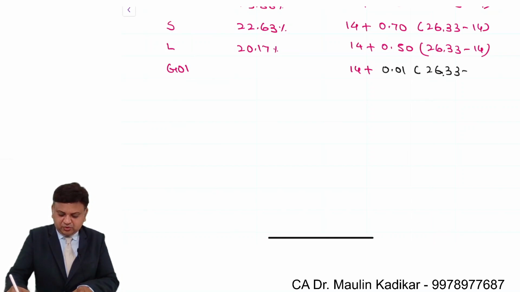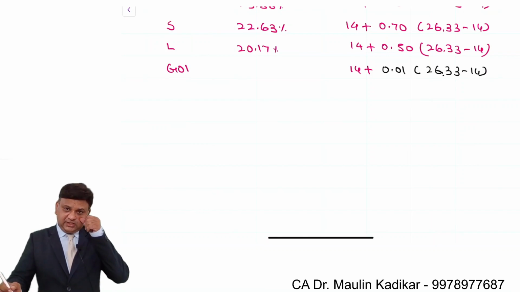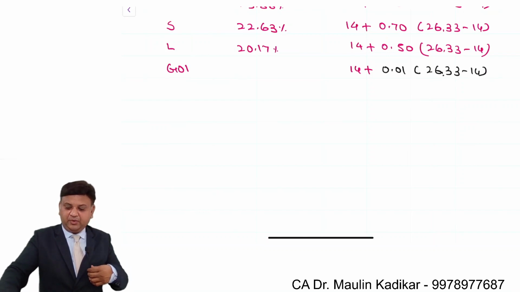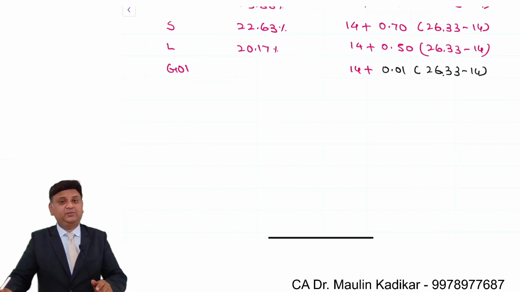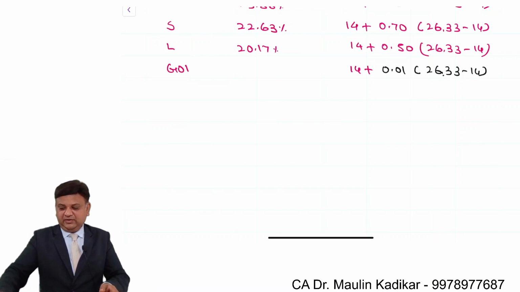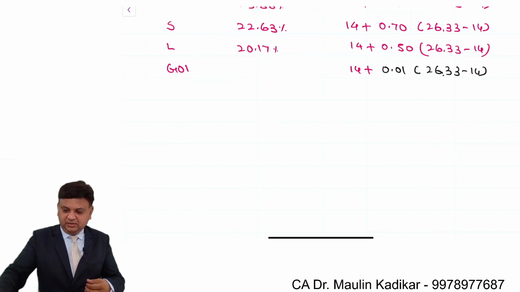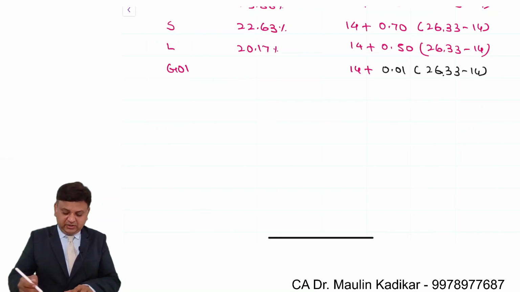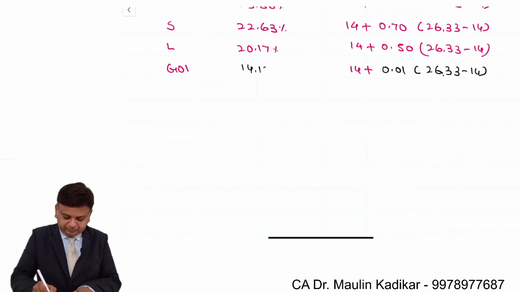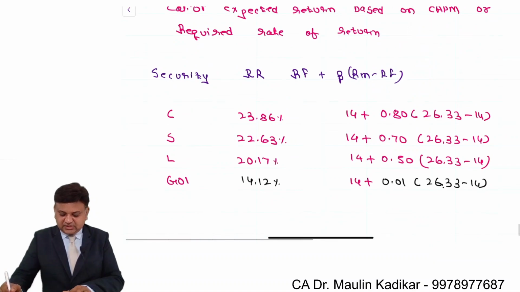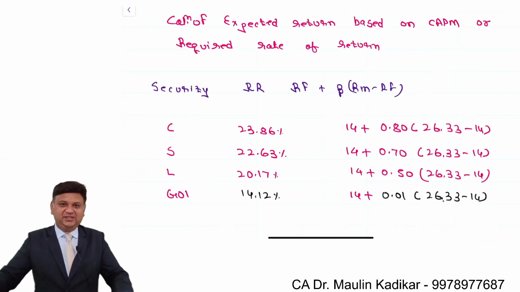The calculation method is going to be the same. In certain questions they have provided 0.99, and in certain questions even 1. Whatever value they have given, we have to accept it. So 12.33 into 0.01 plus 14 gives 14.12%. This is the way we can make the calculation of the answer.